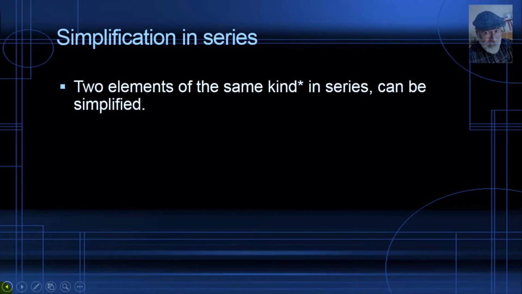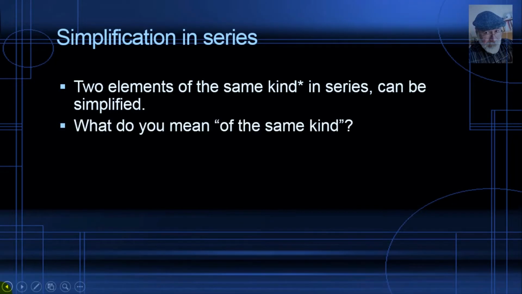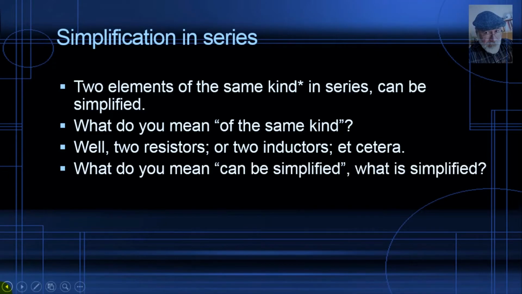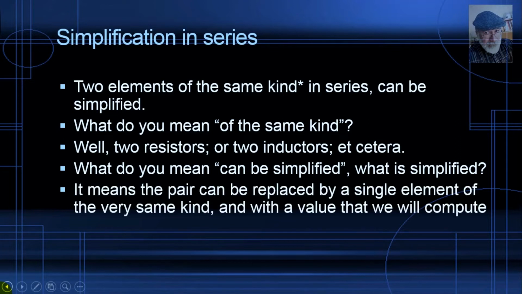Two elements of the same kind connected in series can be simplified. That is quite a statement, but of course it needs some clarifications. What do you mean by of the same kind? What I mean is two resistors or two inductors, etc. And exactly what is the meaning of simplified? Well, by simplify, I mean that the pair of elements can be replaced by a single element of the same kind, but with a value that you and I will compute.